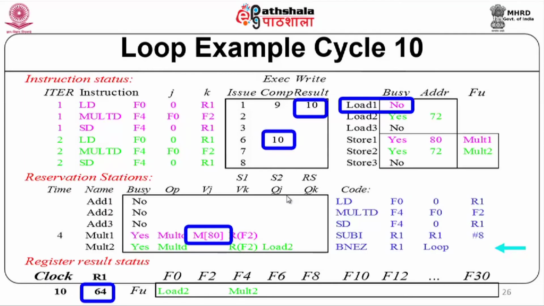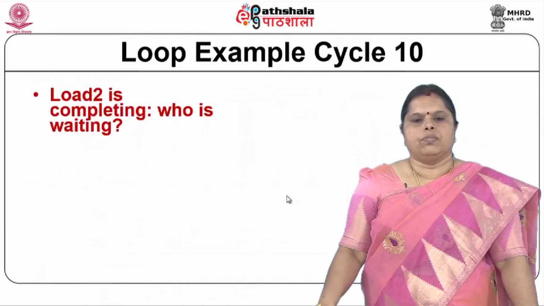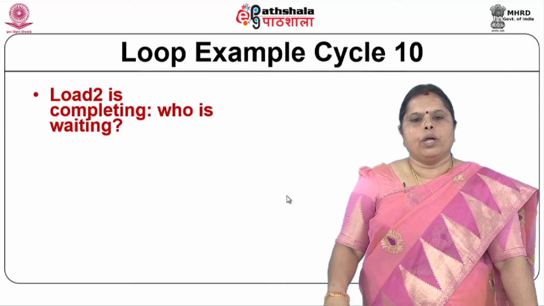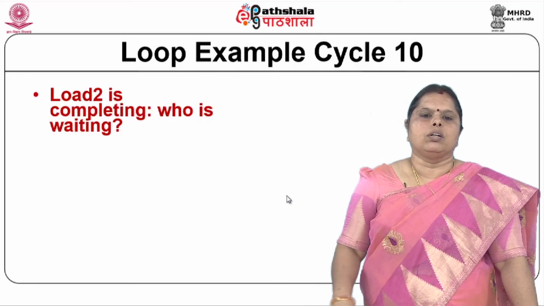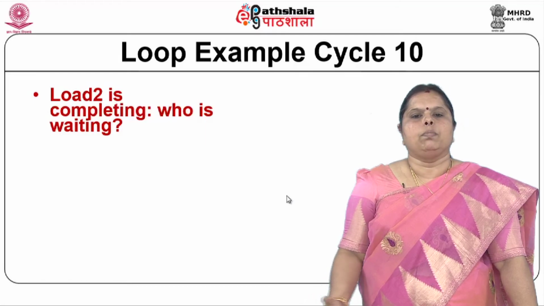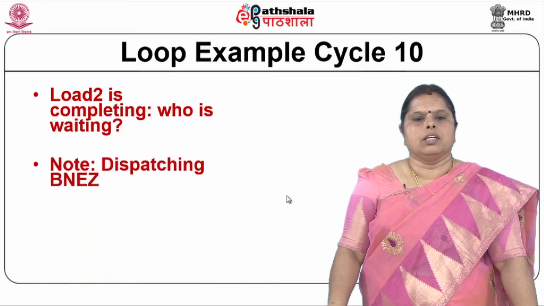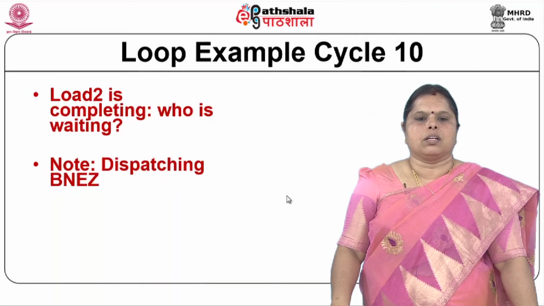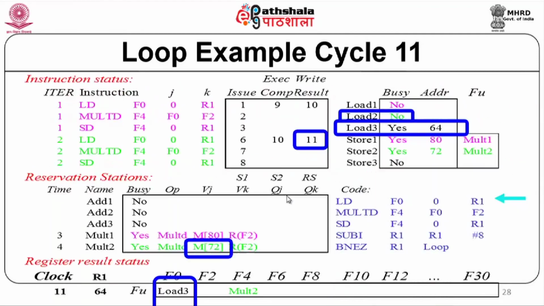So, in the 10th clock cycle you find that the first load finishes execution and writes its result, and the second load has also finished its execution. That is the observation that you will have to make. Load 2 is now completing. When load 2 is completing, the instruction waiting for it is none other than your multiply instruction of the second iteration. And assume that we are also dispatching the second branch instruction during clock cycle 10.